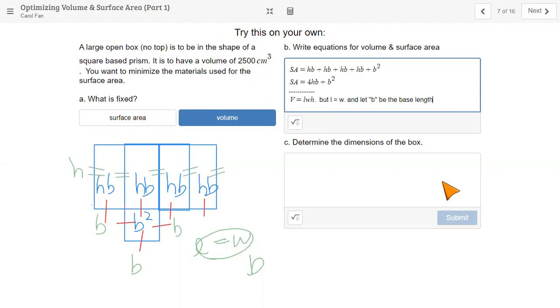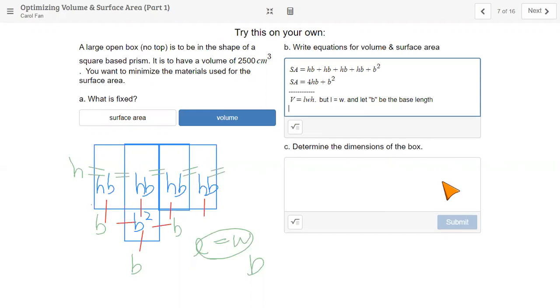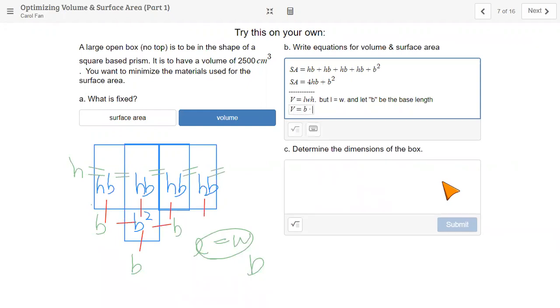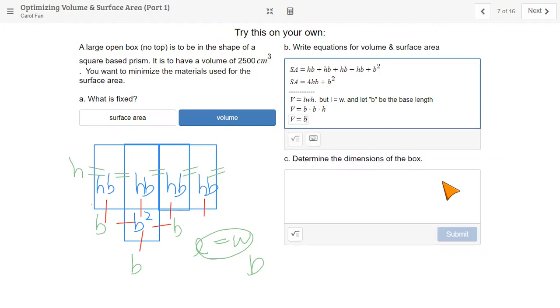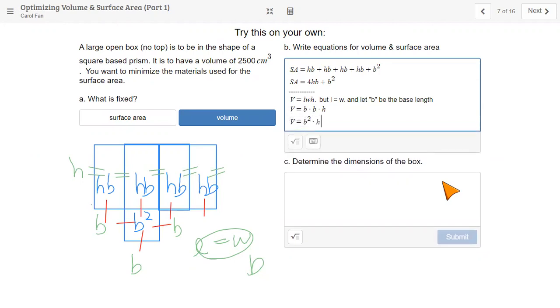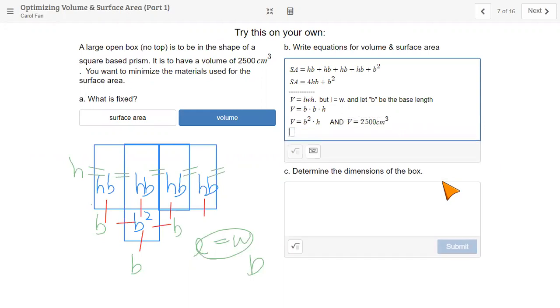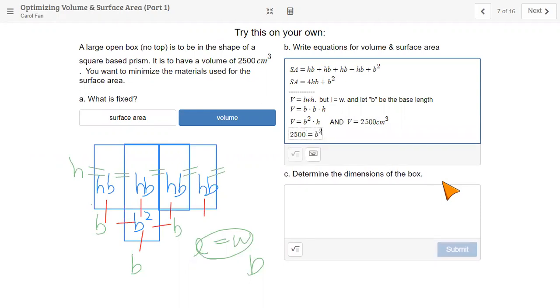So since we know it's a square, it's going to be B times B. So volume is equal to B times B times H. Simplified, I have volume is equal to B squared times H. Now I also know that the volume is 2,500 centimeters cubed, so I can rewrite that equation as 2,500 is equal to B squared times H.